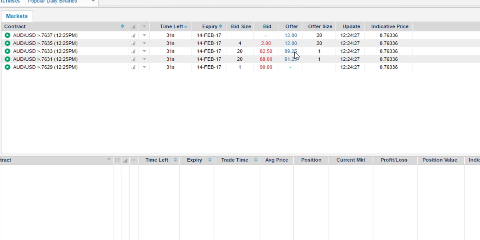Now, also, if the indicative price is between this statement and this statement, that's considered at the money. As soon as it passes this statement, it's now just in the money. All right, I hope that makes sense. That's what we were trying to explain before.